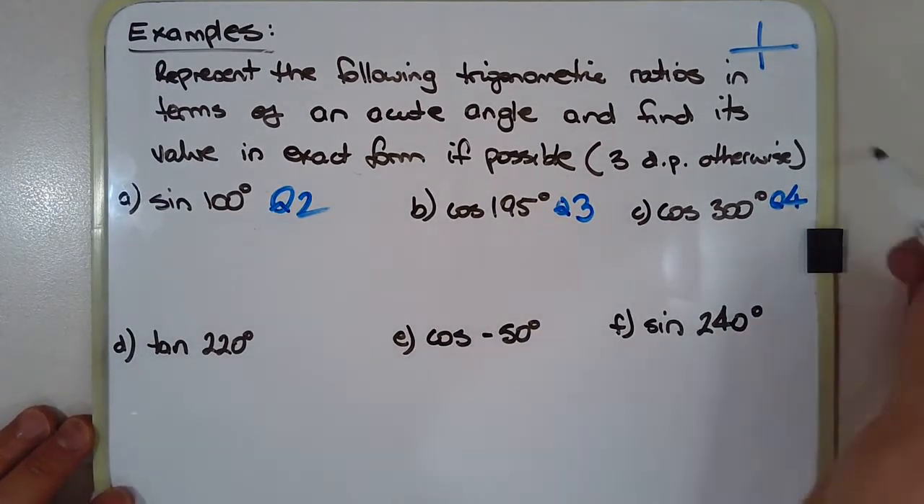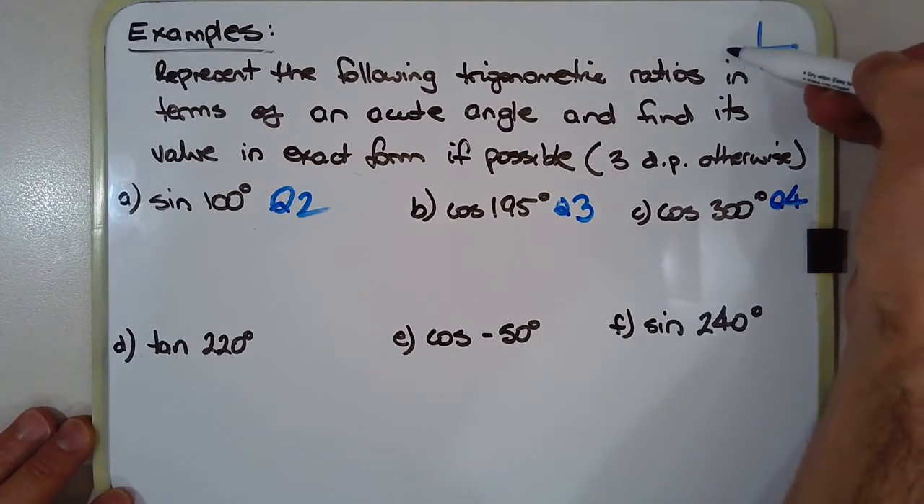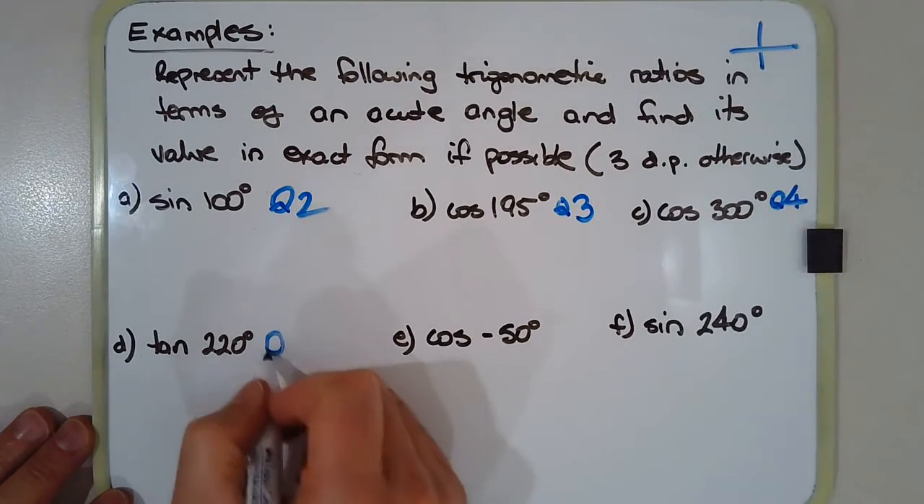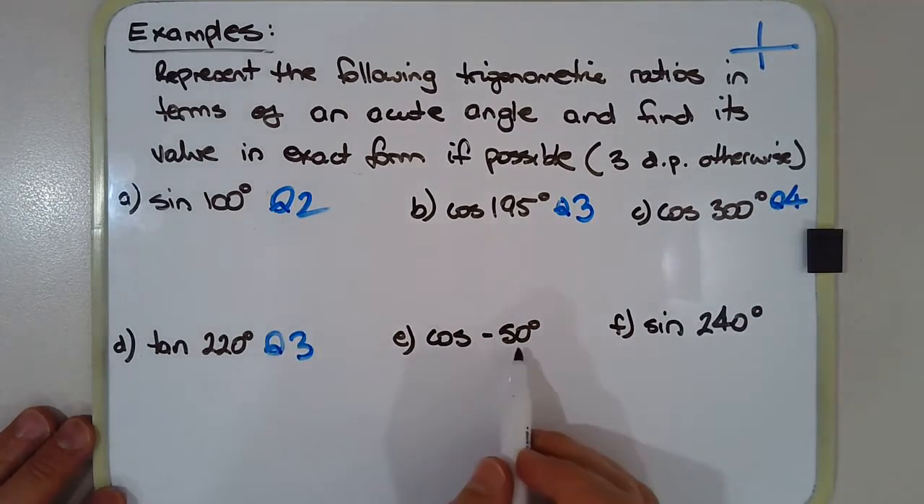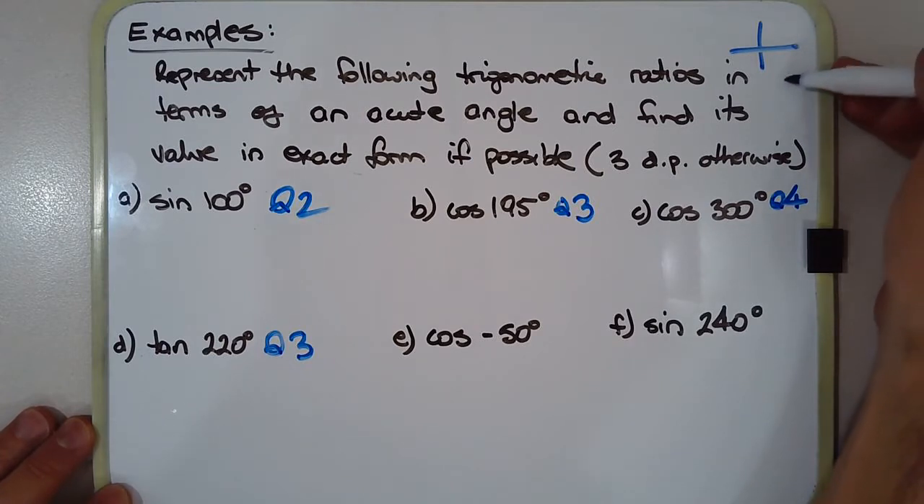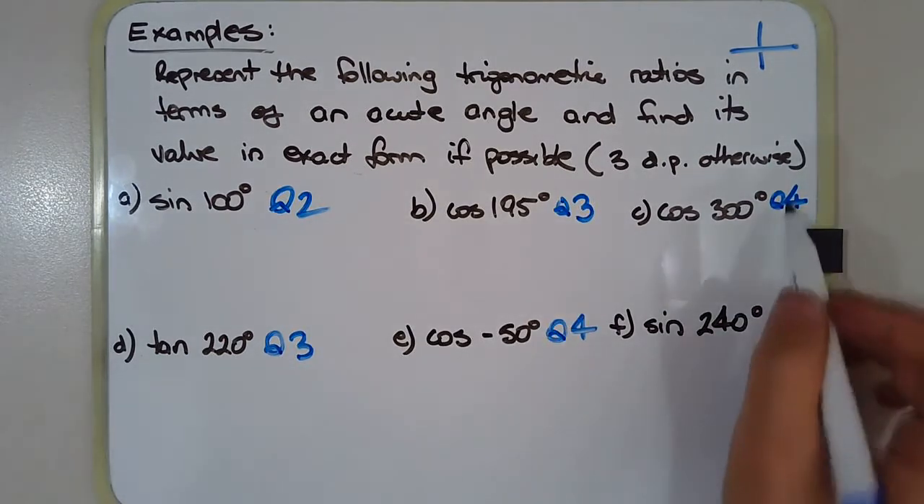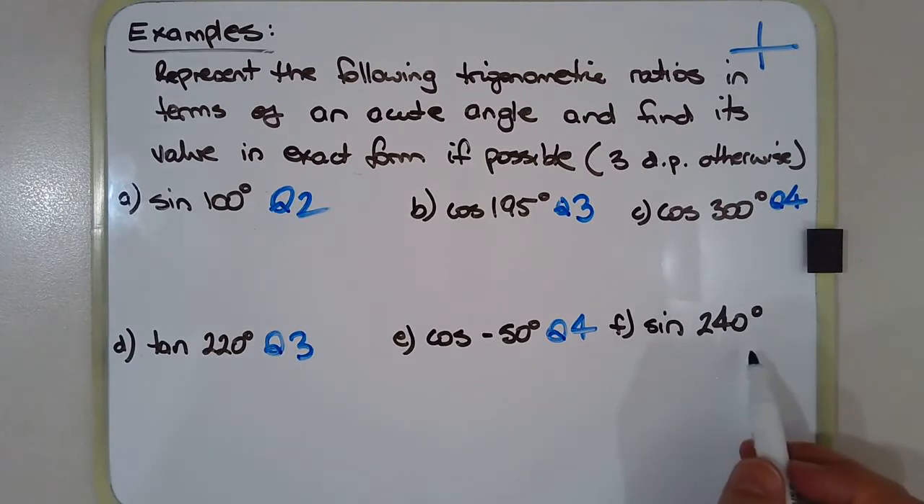Tan of 220. Okay, so that's 0 to 90, 180. 220 will lie here. This is 180 to 270, so this is quadrant 3. Now, cos of negative 50 means we're starting from the positive x-axis but going backwards. In fact, anything up to negative 90 is quadrant 4. So there's another quadrant 4 angle there, and sine of 240 degrees.